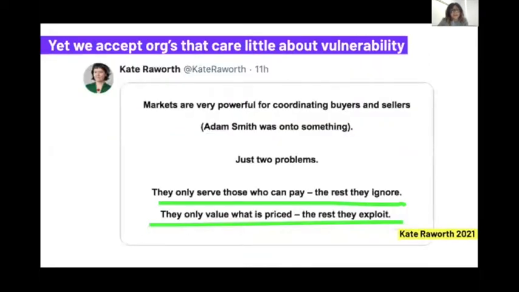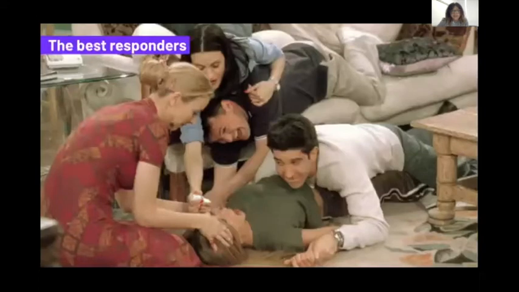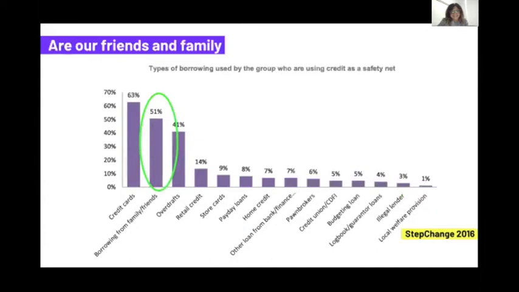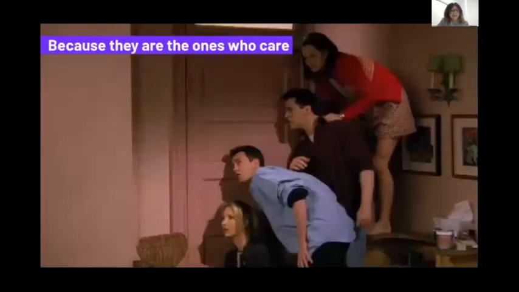We accept organizations who care little about vulnerability. They have rules that say, serve only who can pay and value only what is priced. The best responders to financial vulnerability are not banks, not the government, not buy now, pay later. The best responders are our friends and family because they are the ones who care about us.